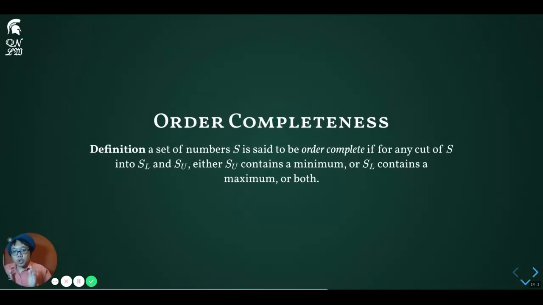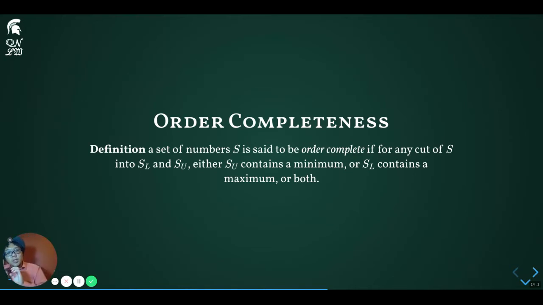With this intuition, we will define the notion of order completeness. We say that a set of numbers S is order complete if, for any cut with a lower half SL and an upper half SU, either SU contains a minimum, or SL contains a maximum, or both.